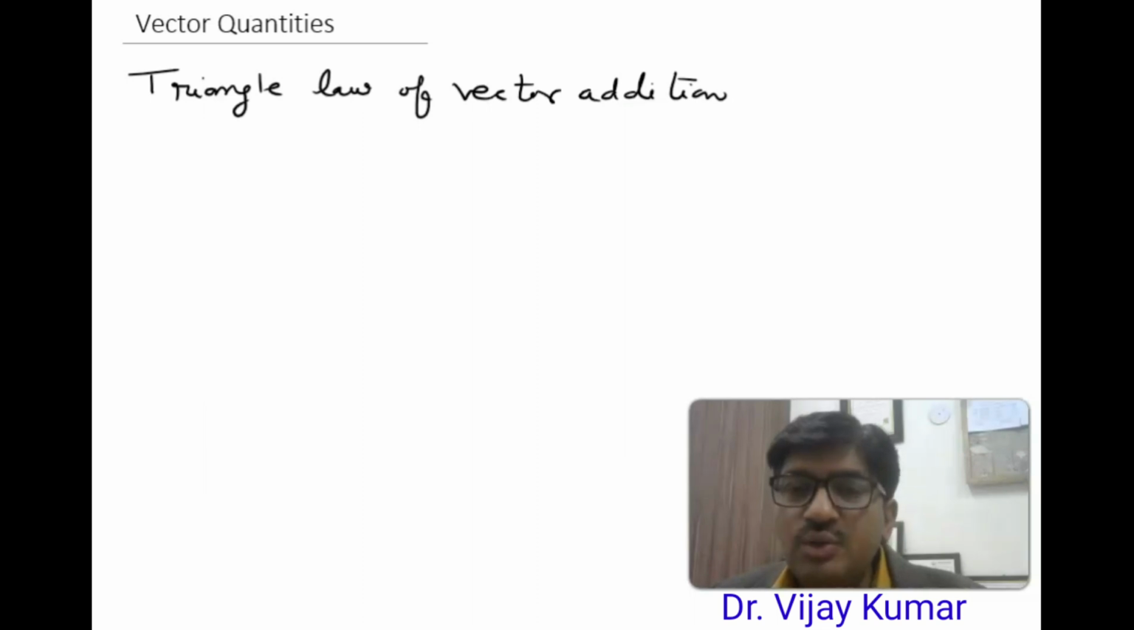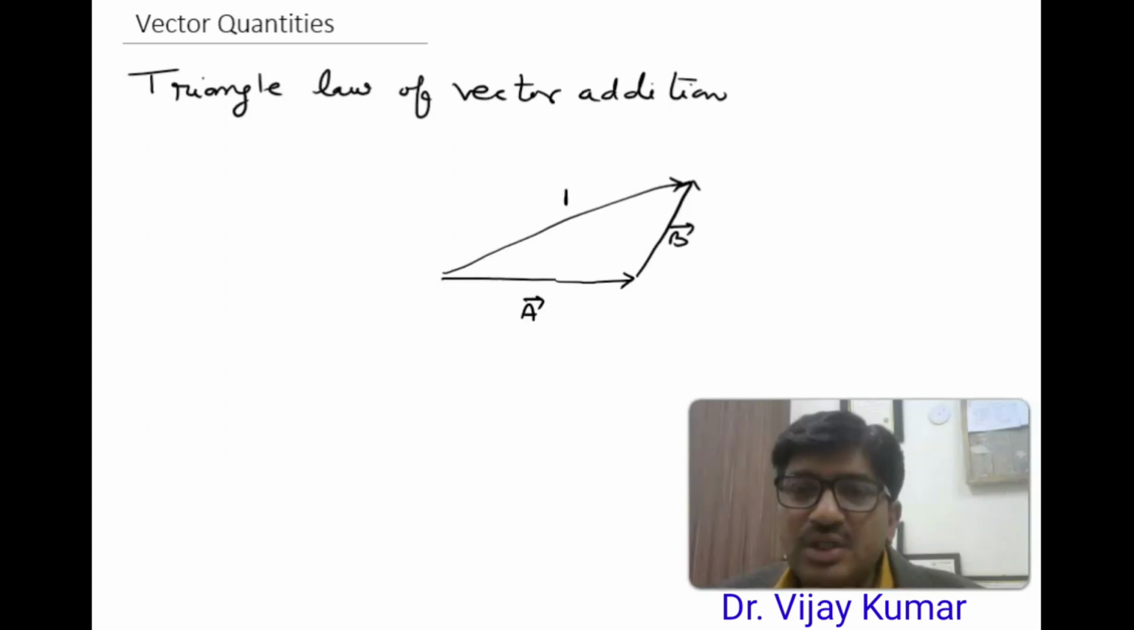This is a revision video. Suppose it is a vector A and it is another vector B, and this vector represents the resultant. The angle of the resultant from the A vector is alpha, and if we draw a perpendicular, suppose this angle is theta, then this component becomes B cos theta, and this component becomes B sin theta.